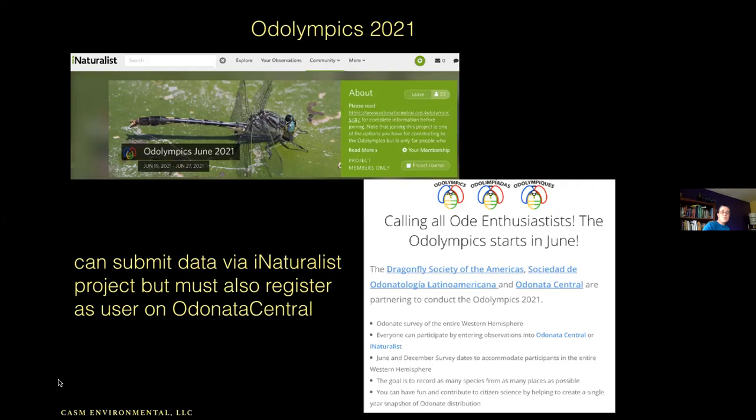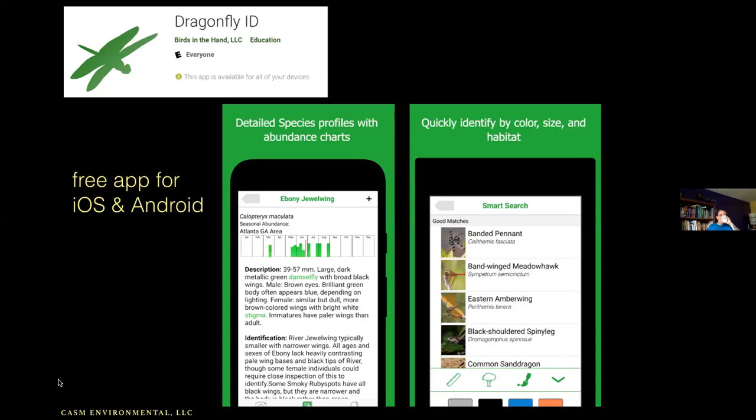And then finally, last but not least, there is a free app. The latest version of this was just released a month or so ago, called Dragonfly ID. And you'll notice that the developer of this is Birds in the Hand.